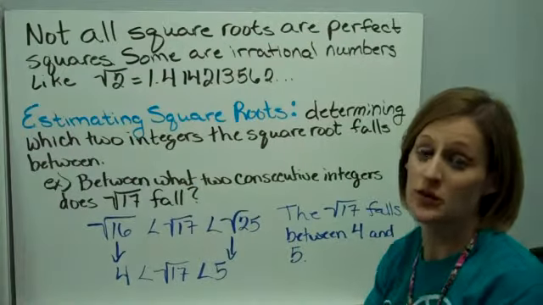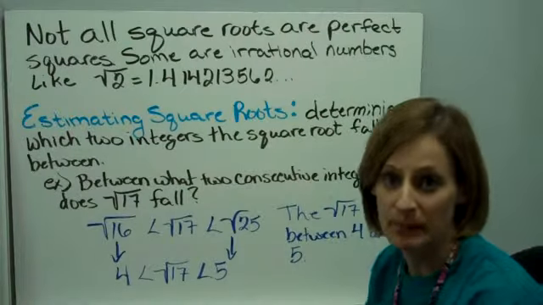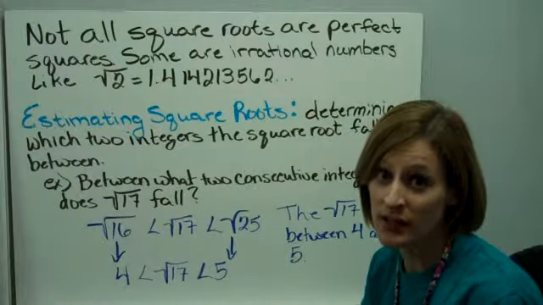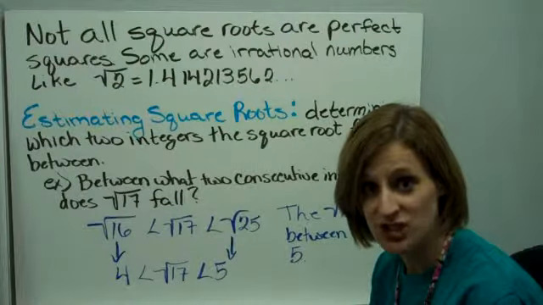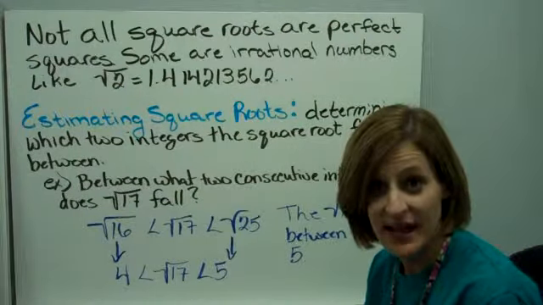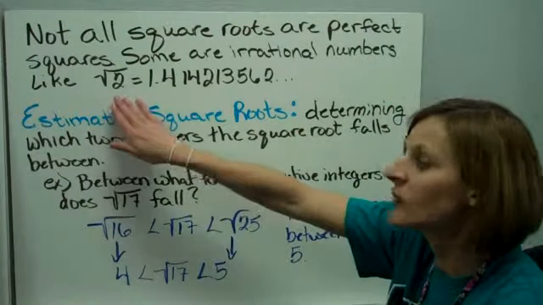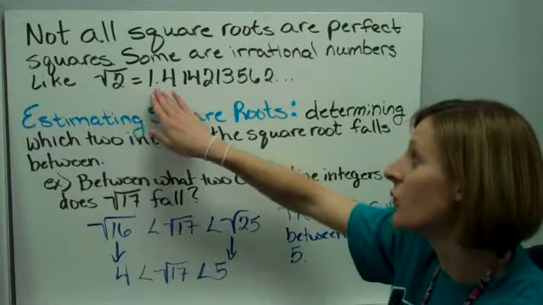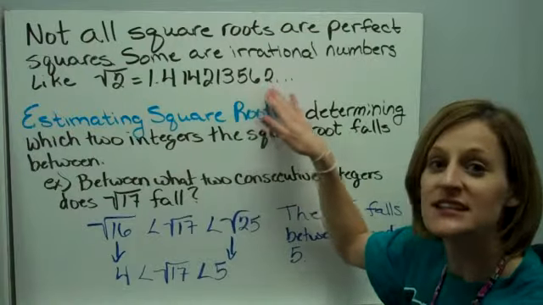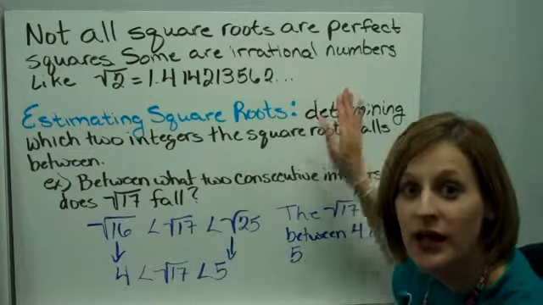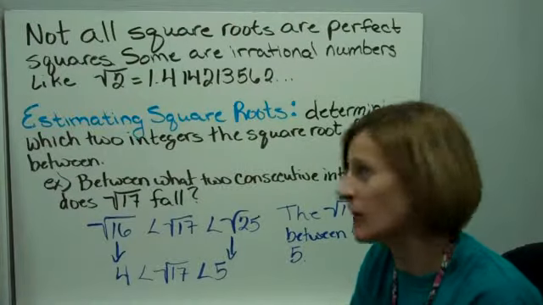Alright, not all square roots are going to be perfect squares. Some are going to be irrational numbers. Remember, irrational numbers are numbers that cannot be expressed as a fraction. They're non-ending, they don't ever repeat, and they're decimals. So, like the square root of 2 equals 1.414213562, and it keeps going and going. Now that is an irrational number. It's not going to be a perfect square.